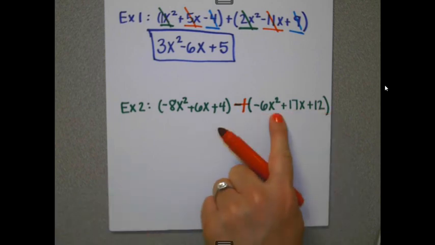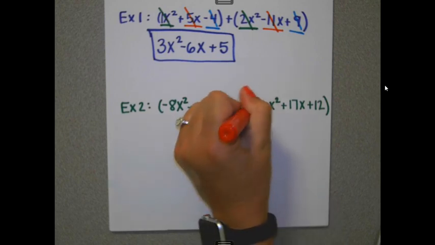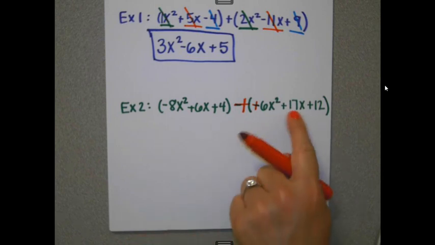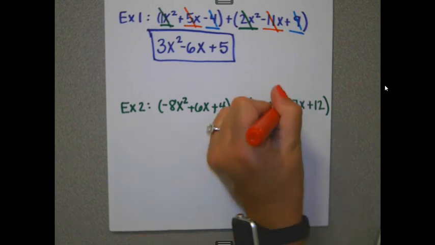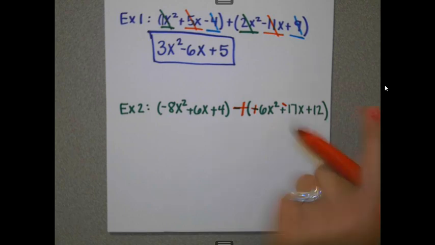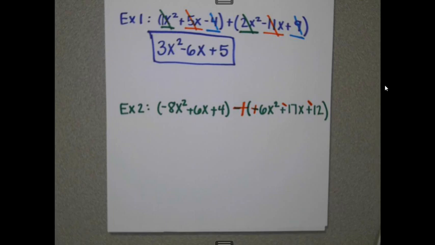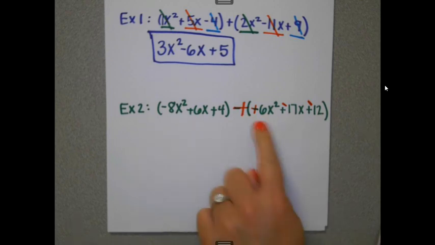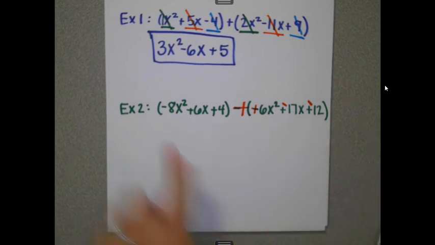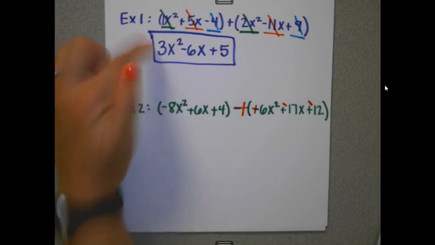So that's a negative 6x squared, so now it's going to become a positive 6x squared. That's a positive 17x because there's a plus sign in front of it, so I'm just going to put a little negative there because now it's a negative 17x. And lastly, we have a positive 12 that we will make a negative 12. Now that we have an addition sign here and we have changed the sign of everything in the second polynomial, we can go back and add it just like we did in the first example.